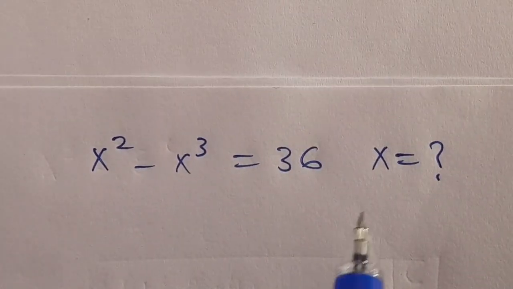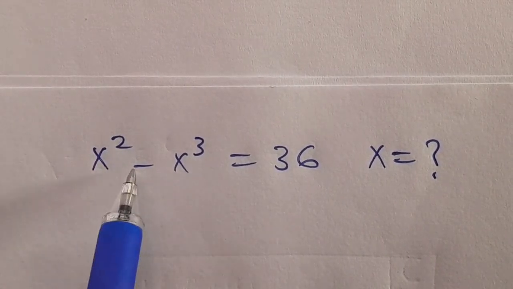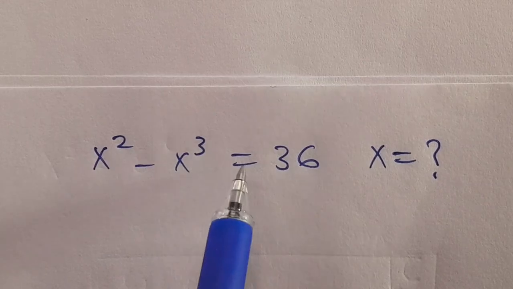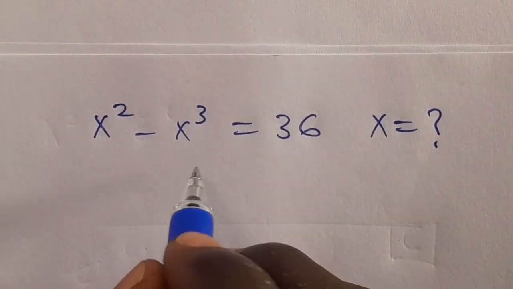Today we want to find the possible value of x given that we have x to the power of 2 minus x cubed equals 36. Now let's get to the solution.